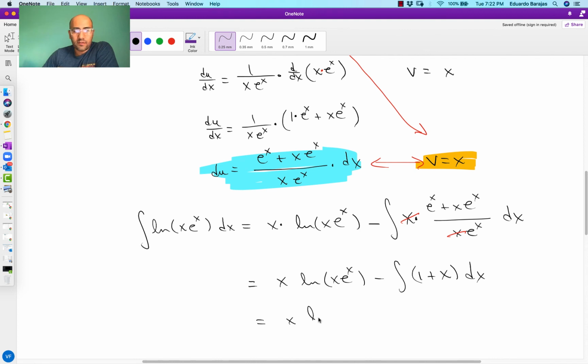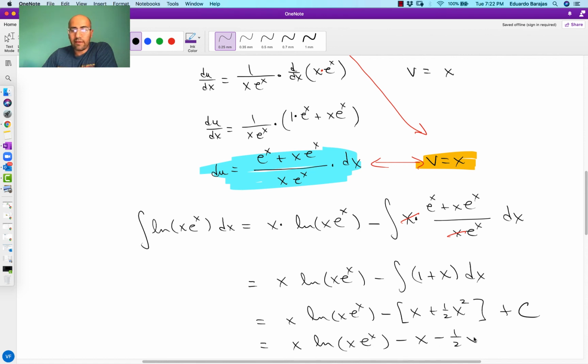This would be x ln x e to the x minus, now be careful with the subtraction. With this subtraction sign it applies to the whole thing, so this becomes x plus 1/2 x squared plus some constant. Good. So we got our answer. This is x ln of x e to the x minus x minus 1/2 x squared plus some constant.